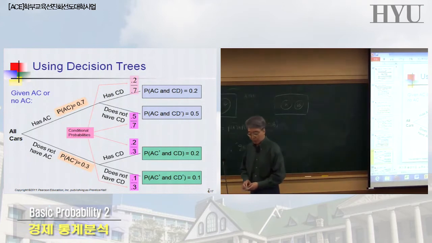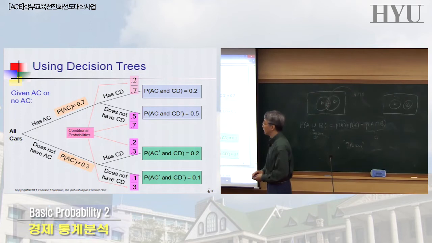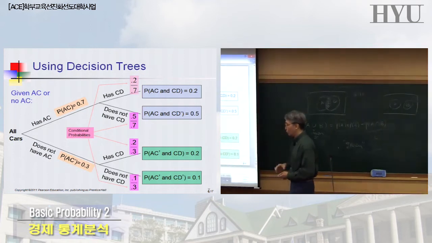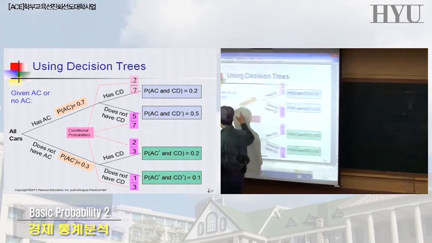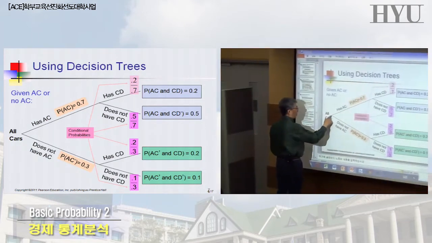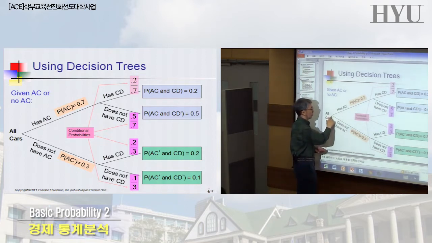There's another way to illustrate this example. It's called the decision tree diagram. I think I briefly explained this before, but we have branches. The points from where the branches stem out, or emanate, are called nodes. So we have the first node. From there, we separate between AC and no AC.